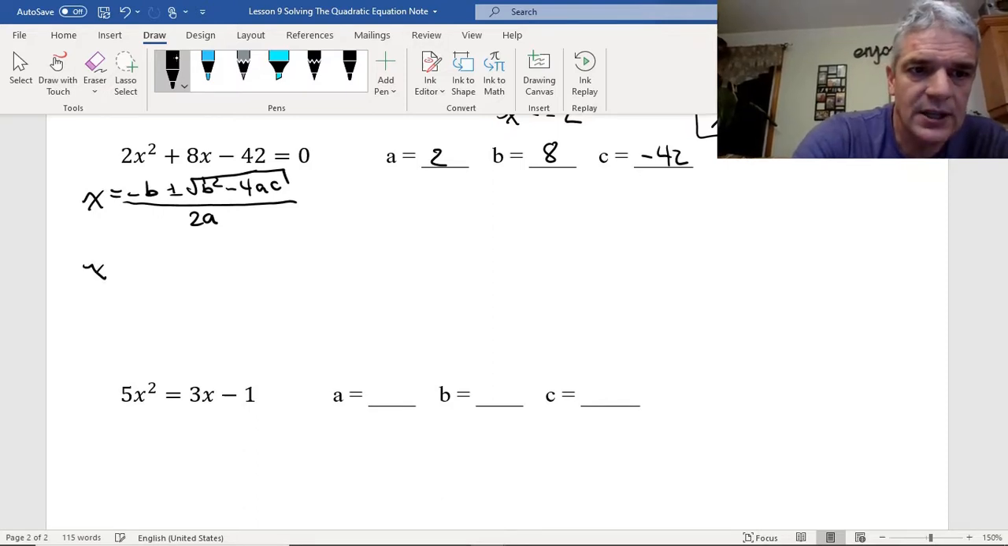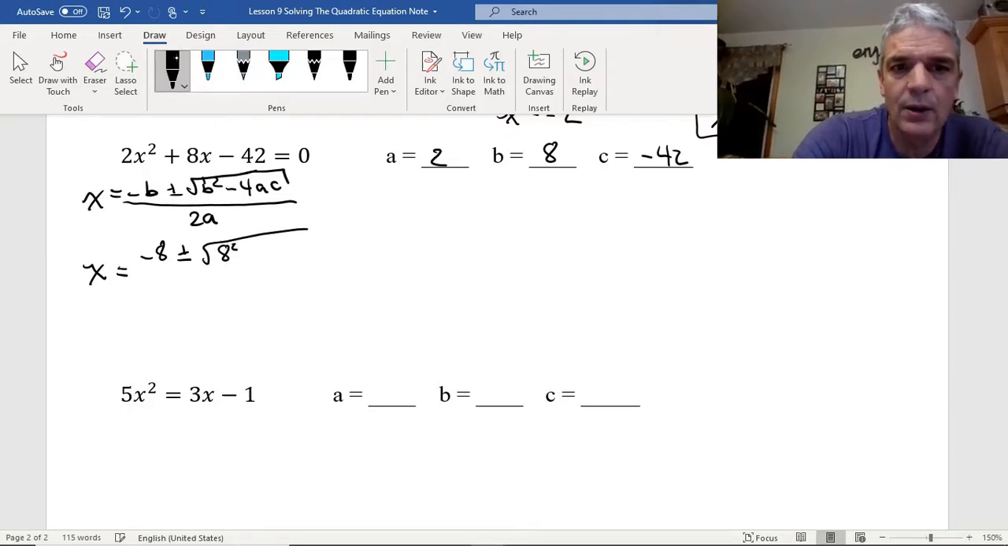So X is going to equal minus 8 plus or minus the square root of 8 squared minus 4 times 2 times C, which is minus 42.